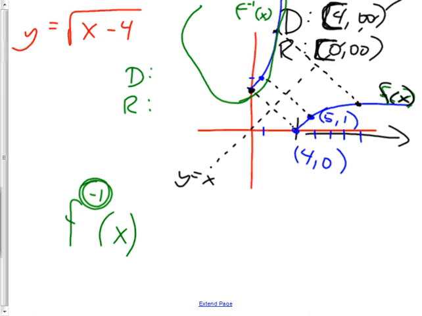If you're swapping x and y, 5, 1 becomes 1, 5, then you can swap the domain and range. Domain is whatever the range was, right here, from 0 to infinity. And that also bears out from the picture I drew. You can see it starts at 0 and it goes to the right. So it's going to be from 0 to infinity, like to the right. So then the range is the same thing that domain was, right there. So range is 4 to infinity.